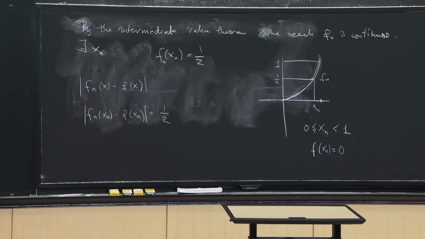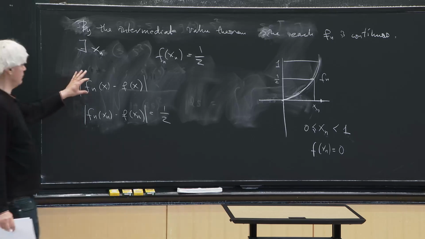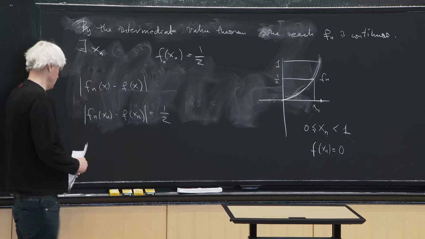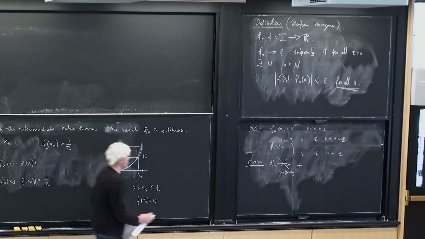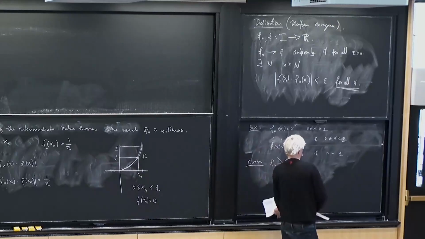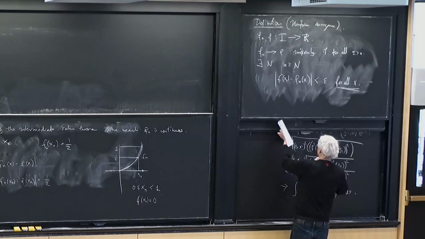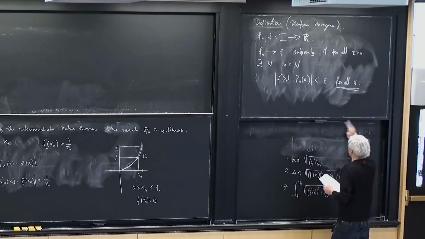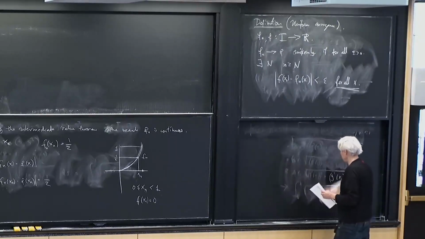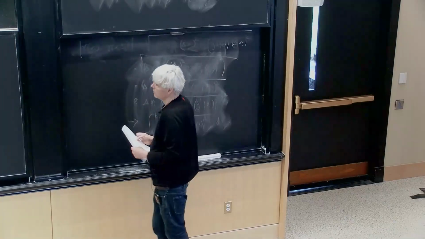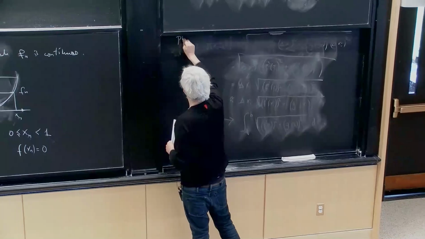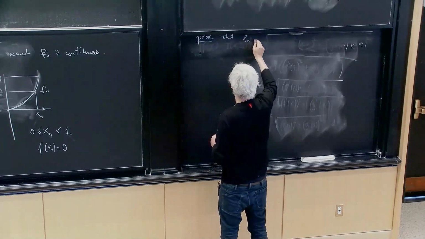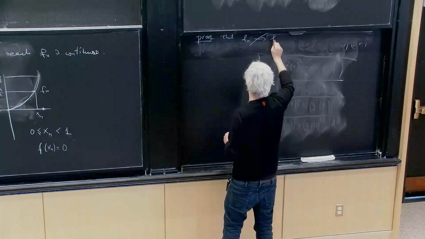So uniform convergence would mean that, so now let's show, let's prove that fn does not converge uniformly to f.